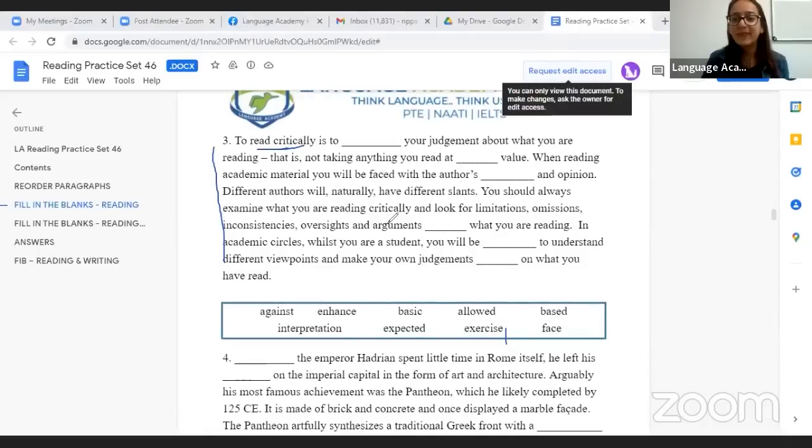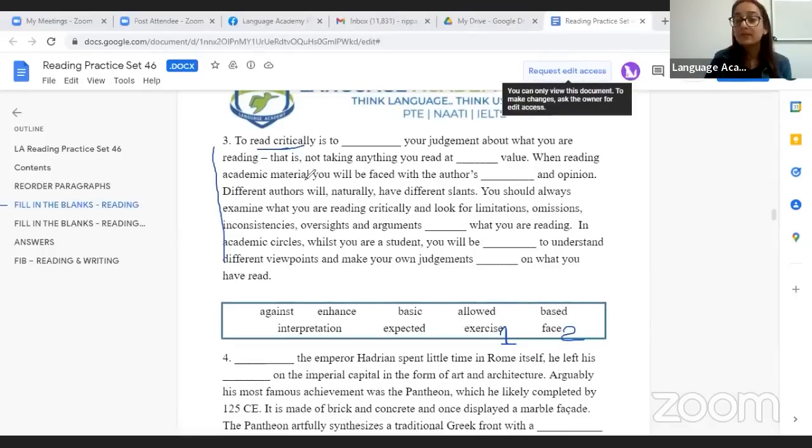Okay. Thank you. So to read critically means when we analyze, when we give our judgment. So it will be exercise. Exercise here means apply your judgment about what you are reading. That is not taking anything you read at dash value. It is called face value. Face value means you just read whatever is given and you don't really judge it. That is called taking everything, whatever they say, at face value. Whatever they say, everything we accept.